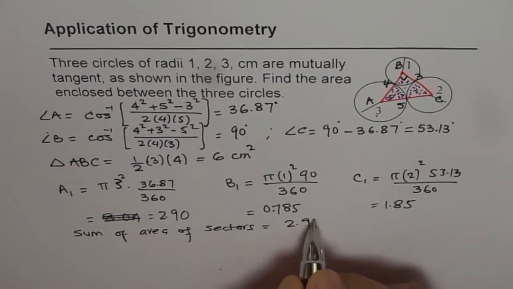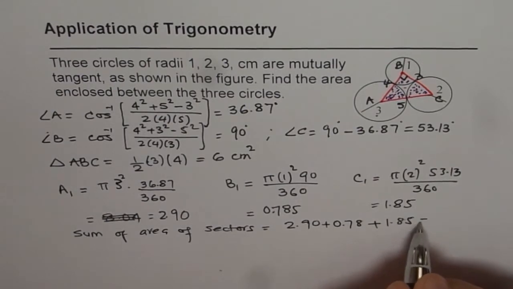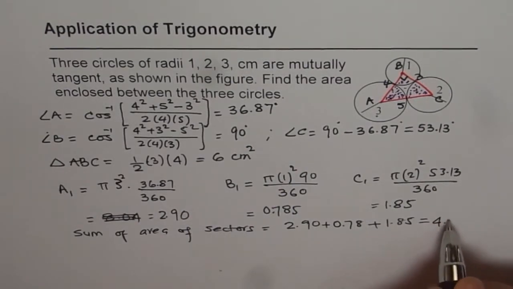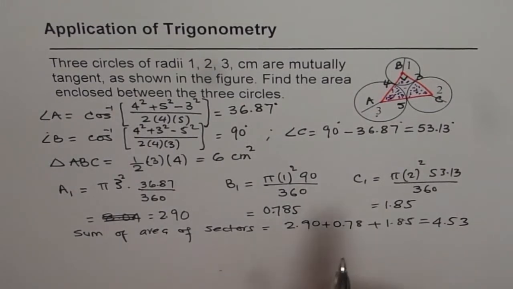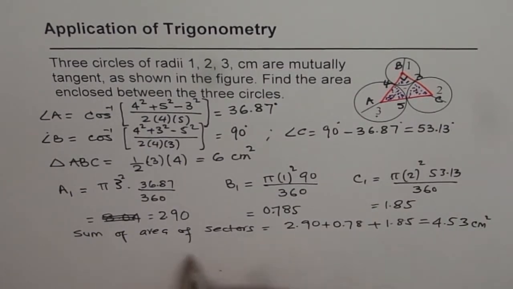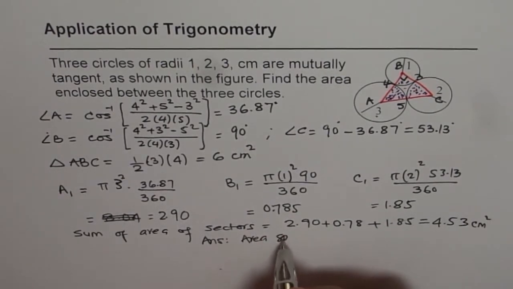That is 2.90 plus 0.78 plus 1.85, which gives us 4.53. Right? So we had area of triangle as 6 centimeters square, and combined area of all the sectors is 4.53 centimeters square. Therefore, we get our answer, which is area of space in between, right?